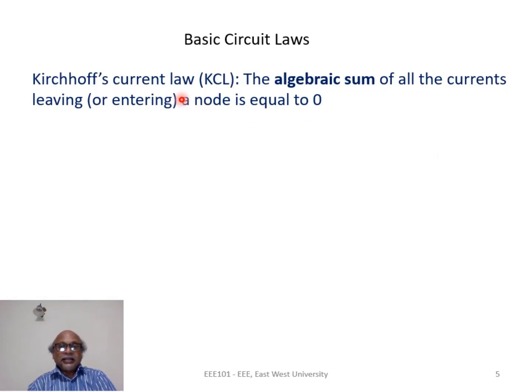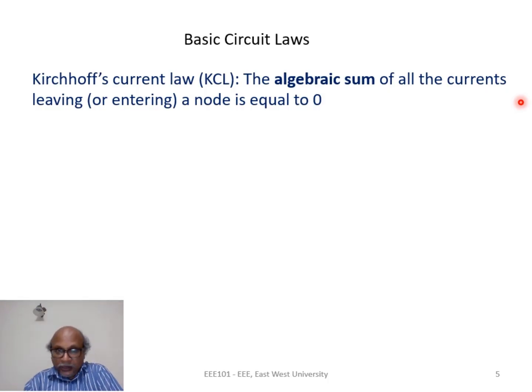Kirchhoff's current law, or KCL, says the algebraic sum of all the currents leaving a node is equal to 0. I have written entering within parentheses. You can replace leaving by entering, but do not use both words at the same time. The statement we are looking at is without the bracket. The algebraic sum of all the currents leaving a node is equal to 0. Now, what does algebraic sum mean? Algebraic sum means we add the currents including their magnitude and signs.